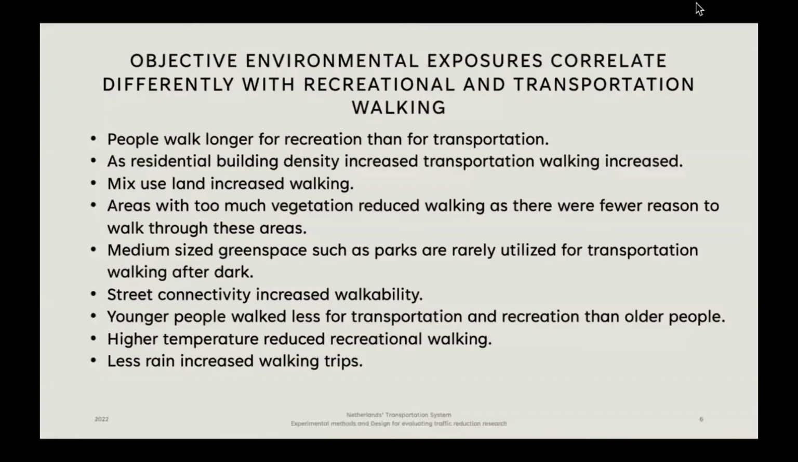Next slide, please. They found that as residential building density increased, transportation walking increased. They discovered that areas with too much vegetation reduced walking, as there were fewer reasons to walk through those areas. And of course, street connectivity increased walkability on all fronts. They also found a bunch of other findings, but that's what I'm going to highlight for right now. Next slide, please.